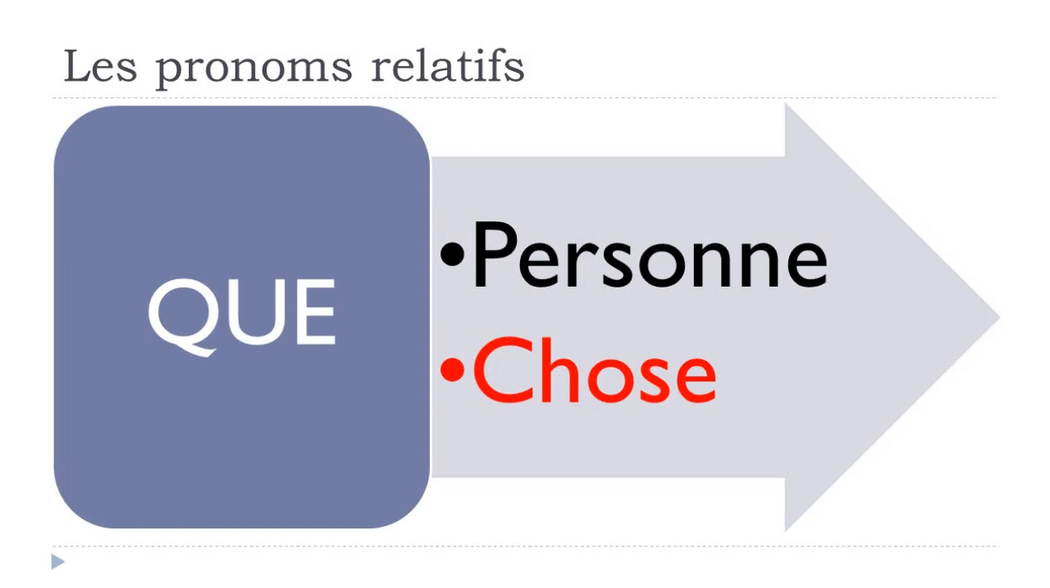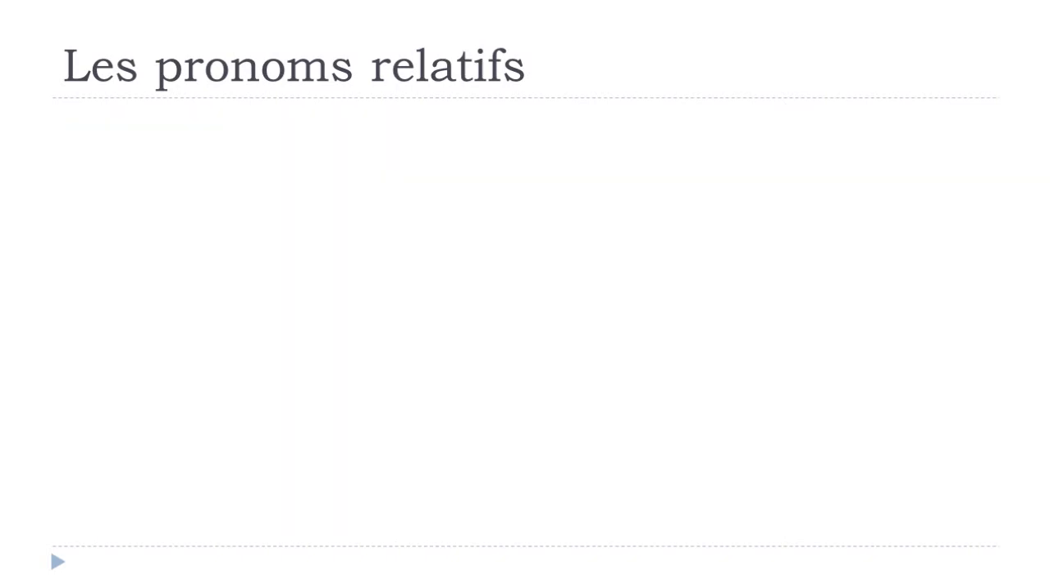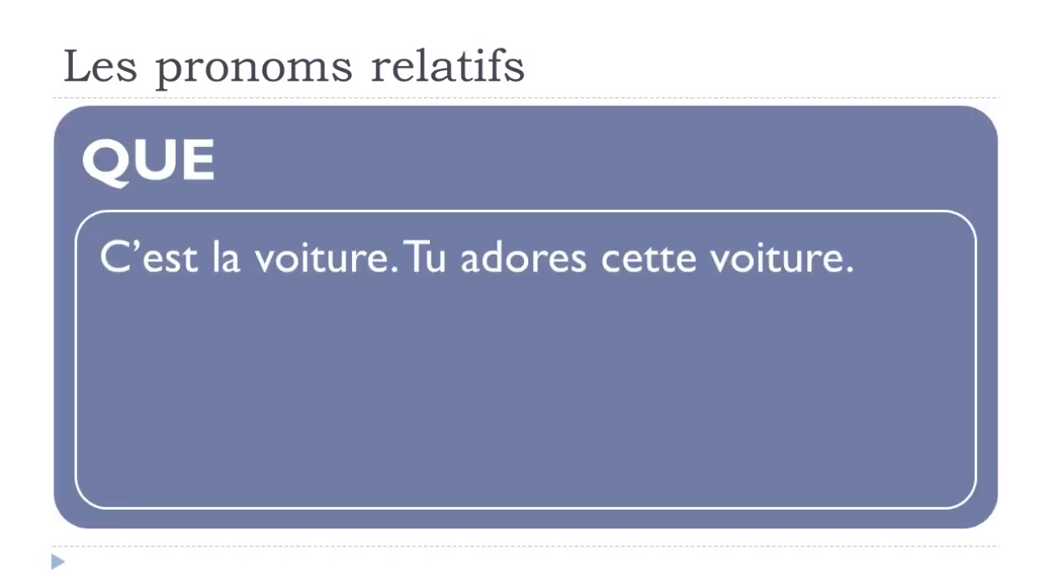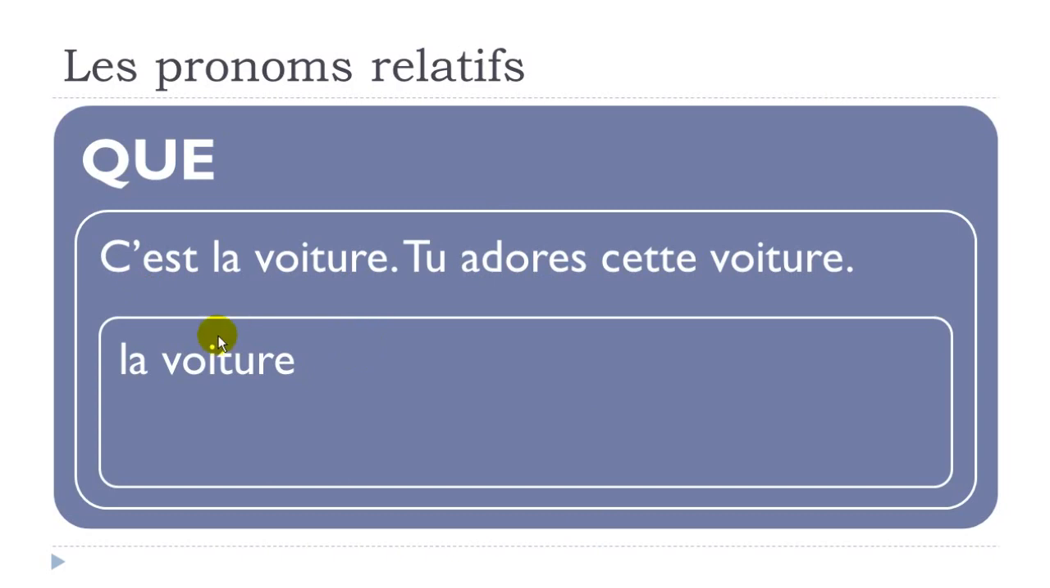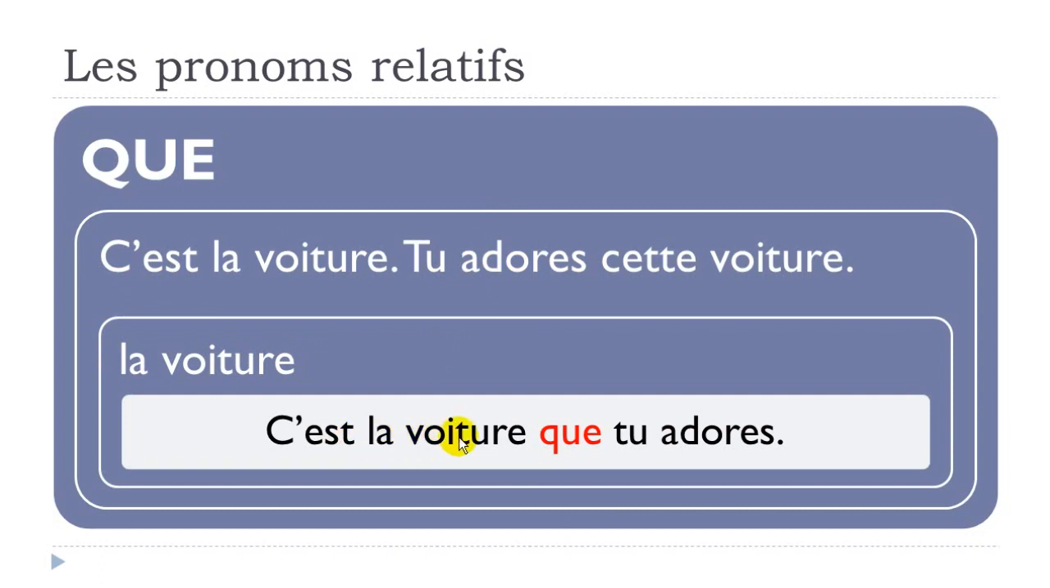So let's see now with une chose, a thing. Okay? C'est la voiture, tu adores cette voiture. Okay, and then obviously we don't want to repeat la voiture. Okay, adorer, tu adores, tu adores cette voiture. C'est la voiture que tu adores. All right, so same concept. You first put que here, then subject verb.